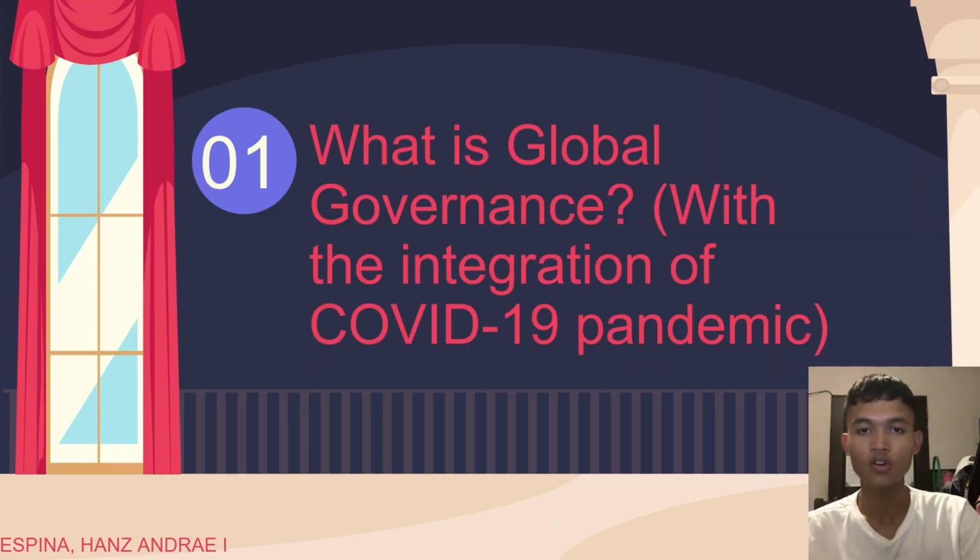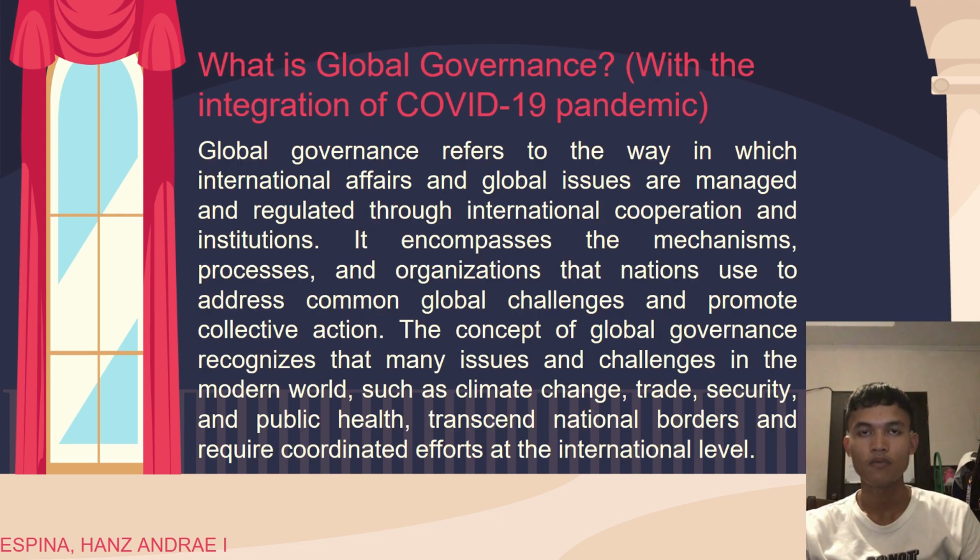So what is global governance with the integration of the COVID-19 pandemic? Global governance refers to the way in which international affairs and global issues are managed and regulated through international cooperation and institutions. It encompasses the mechanisms, processes, and organizations that nations use to address common global challenges and promote collective actions. The concept of global governance recognizes that many issues and challenges in the modern world, such as climate change, trade, security, and public health, transcend national borders and require coordinated efforts at the international level.